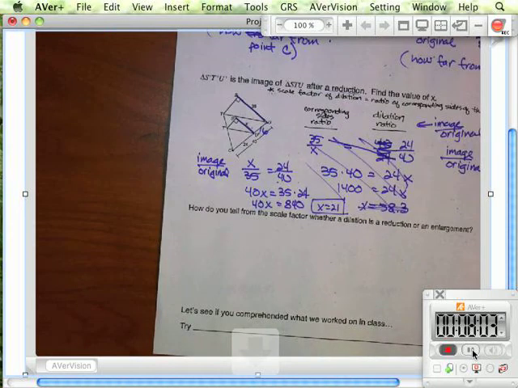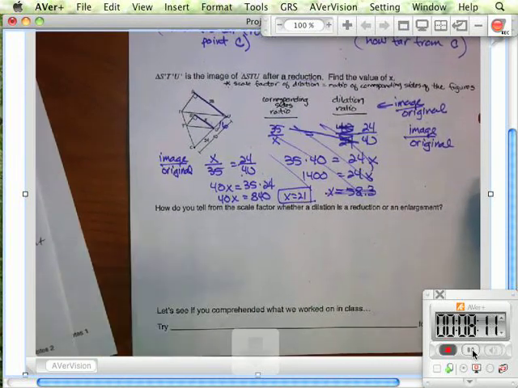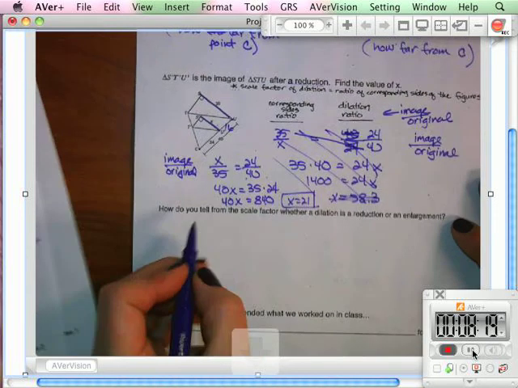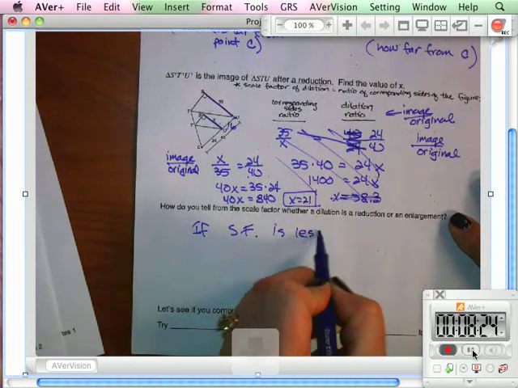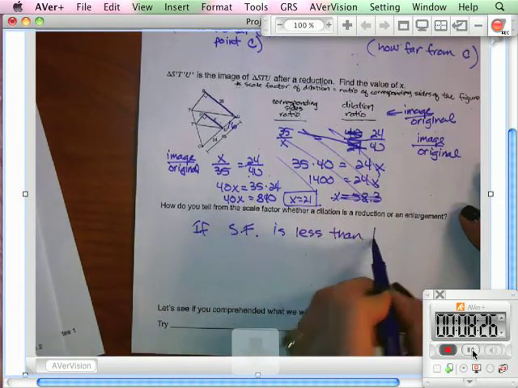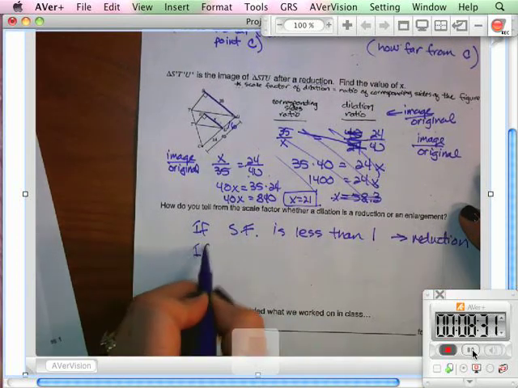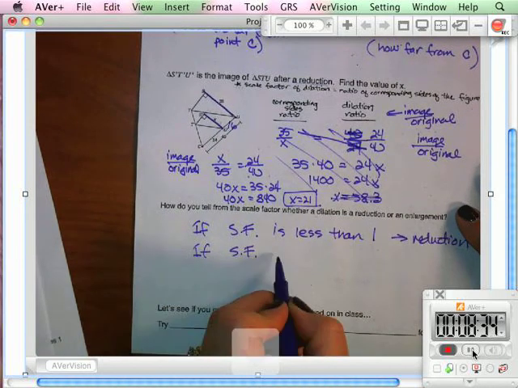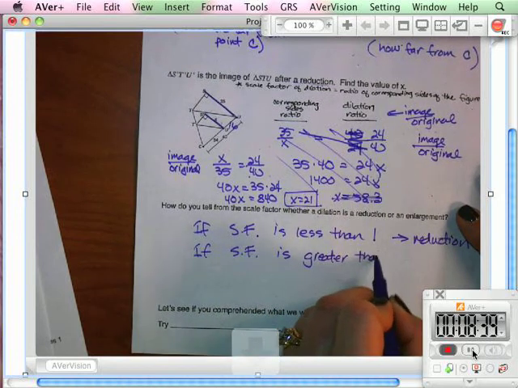All right. How do you tell from the scale factor whether a dilation is a reduction or an enlargement? What did I say? If the scale factor is less than what number? 1. Okay. If the scale factor is less than 1, it's a reduction. If the scale factor is greater than 1, it's an enlargement.